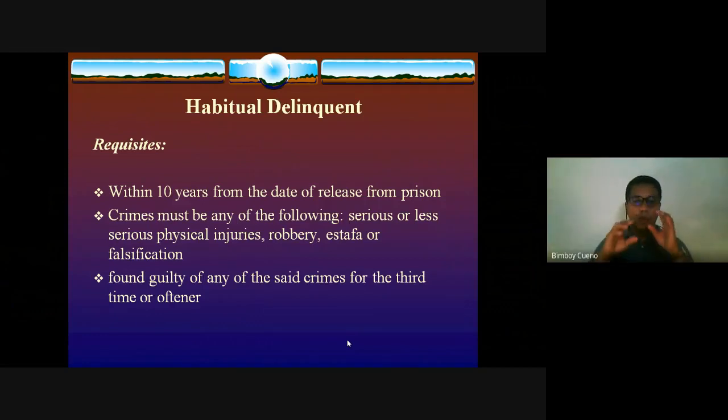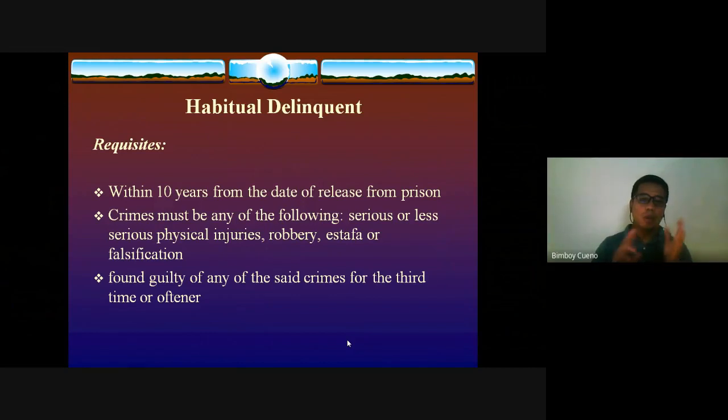One is that it has to be within 10 years from the date of release from prison. And the person committed a crime exclusive to the following crimes only. One is serious physical injuries. The next one is less serious physical injuries, robbery, estafa, and falsification. And the third requirement is that the person is found guilty of any of the said crimes for the third time or oftener.